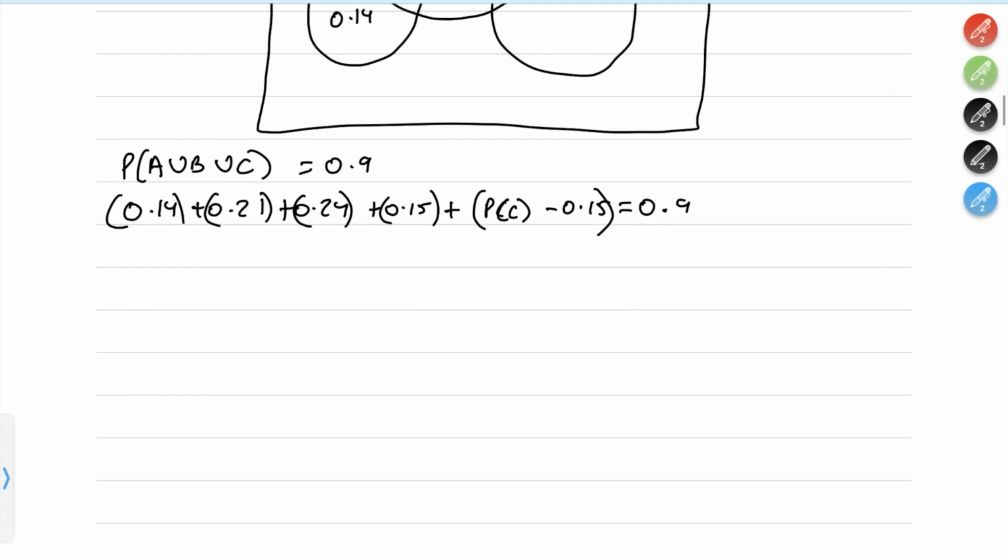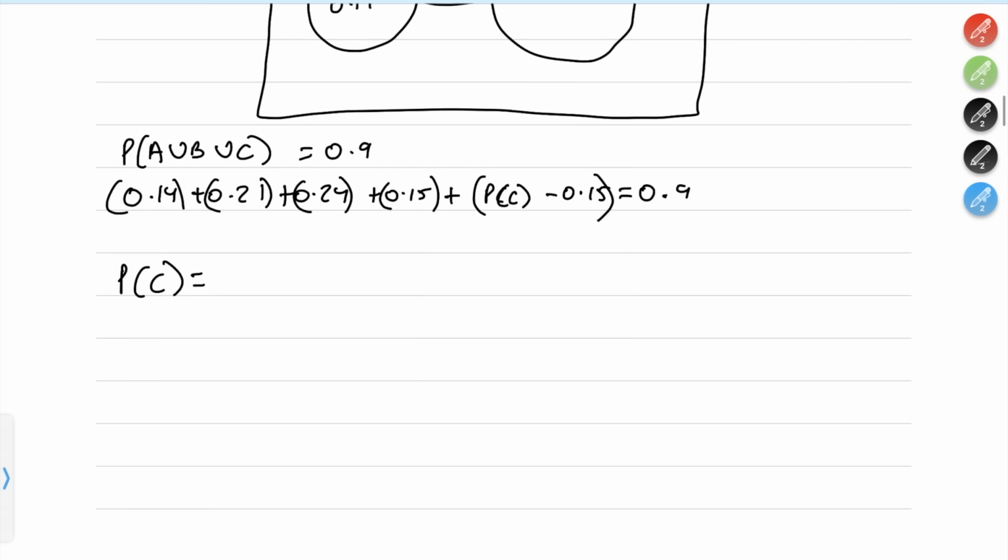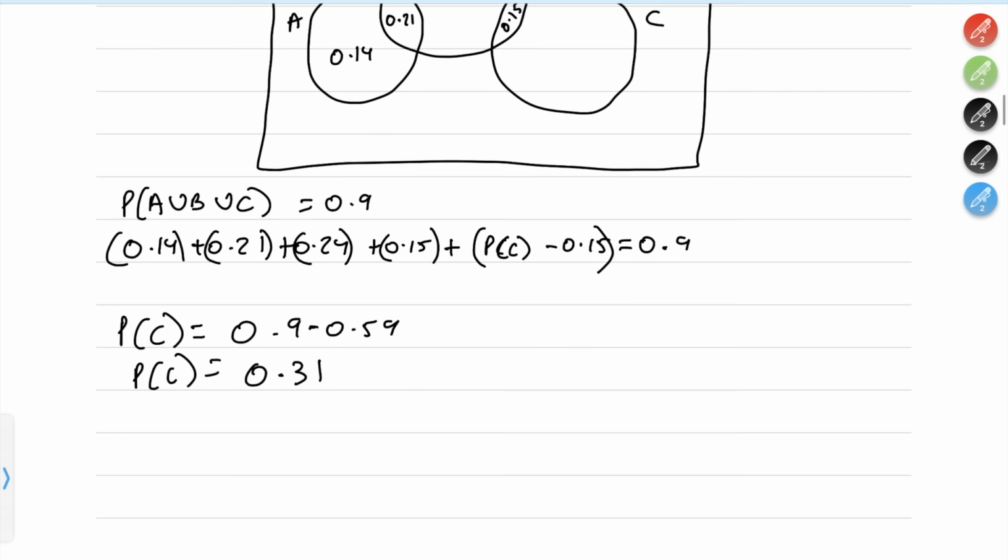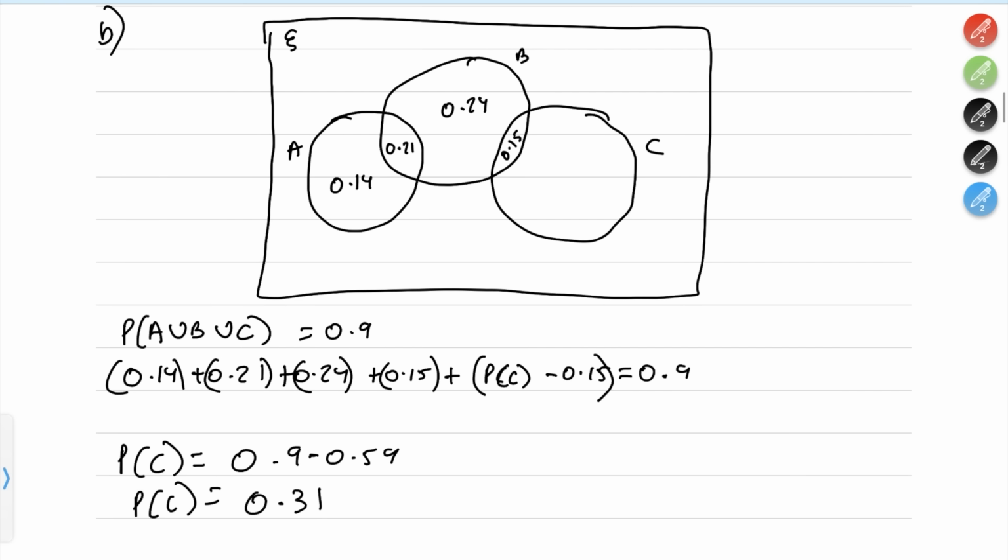Now, with some simplification, I can see that this is going to add to 0.14 plus 0.21 plus 0.24, because the 0.15s cancel. So therefore, 0.9 minus 0.59 is equal to probability of C. So that is going to be 0.31. So we know the probability of C is 0.31. So this is going to be 0.16.